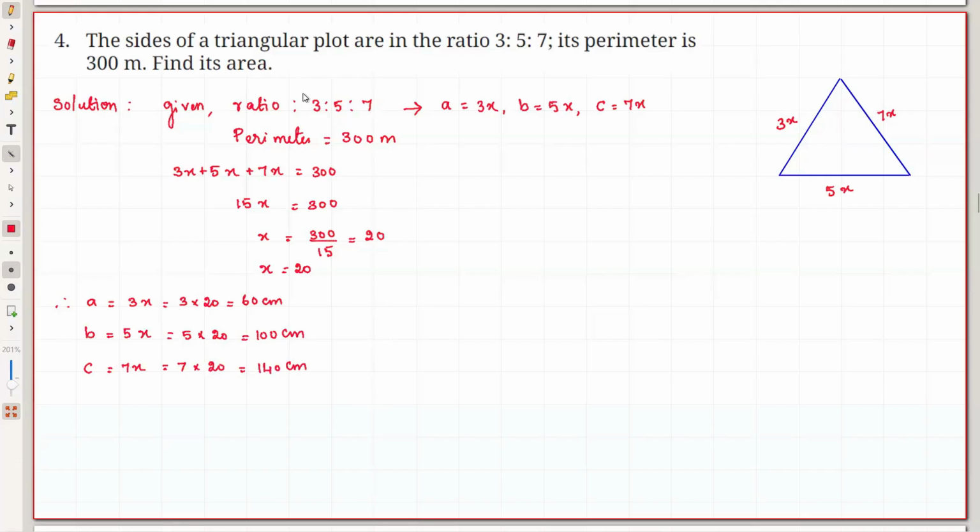They are asking the area of the triangle. So the formula for area of the triangle, who can say? Nitin? Sir, half into base into height. Here, do you know the height? No, sir. Then what formula has to be used?